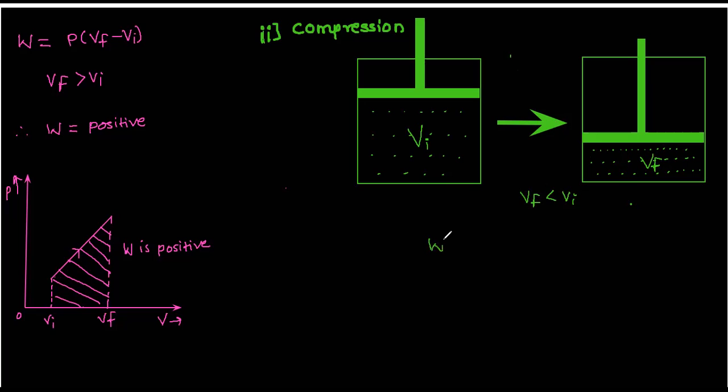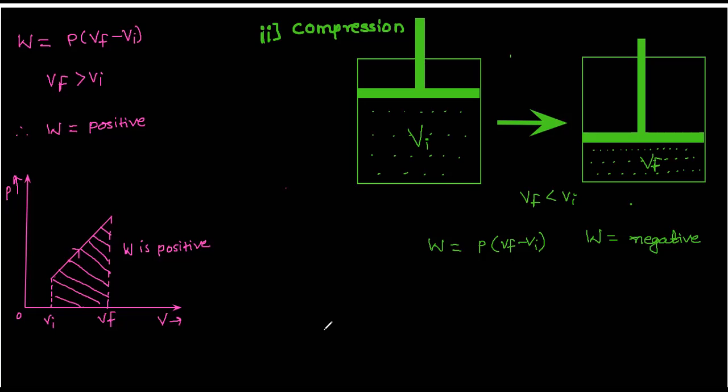So if I want W now, W is equal to what? P into Vf minus Vi. So as here Vf is less than Vi, therefore W is what? W is negative. Right? What is W in this case? Negative. Or work is negative.